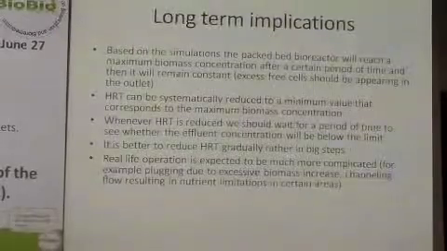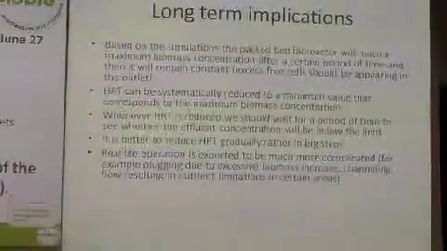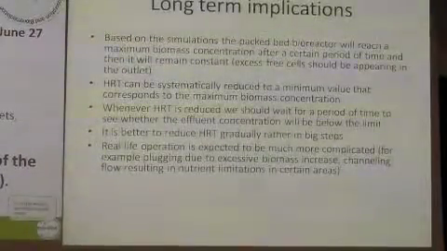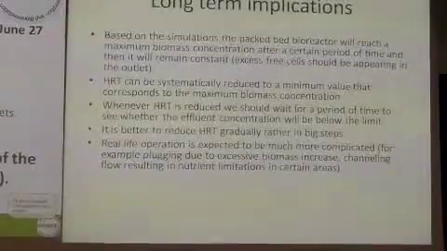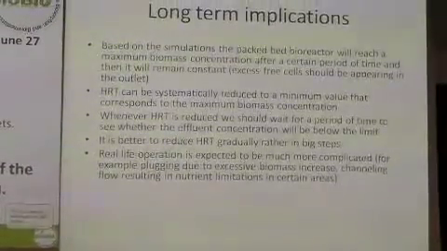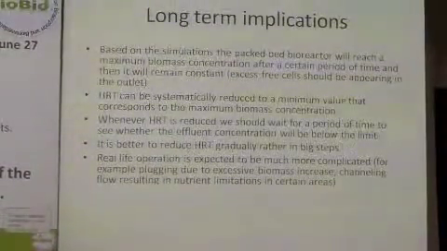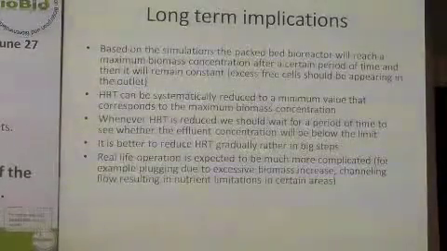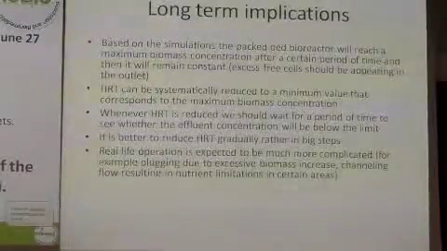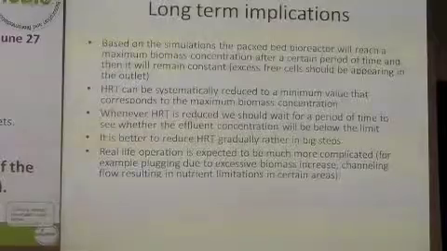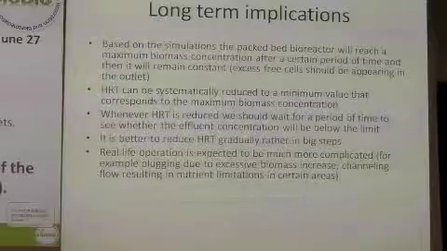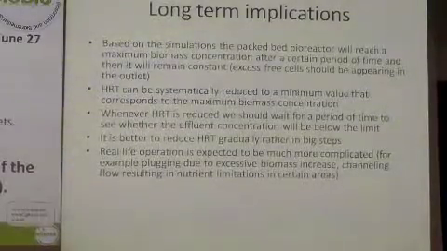So based on the simulations, the packed-bed bioreactor will reach a maximum biomass concentration after a certain period of time, and then it will remain constant, and we have then free cells in the outlet. So the HRT can be systematically reduced to a minimum value that corresponds to the maximum biomass concentration, and whenever this is done, we should wait for a period to see whether the system reaches a steady state, which means whether the effluent concentration will be below the limit. So it is better to reduce HRT gradually rather than in big steps.